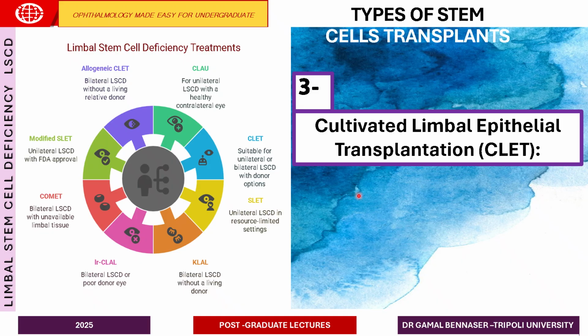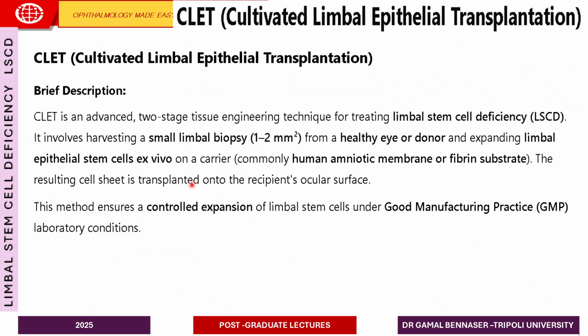And after 2 to 3 weeks, this cellular sheet is transplanted to the recipient eye. So it is a two-stage procedure, and it needs special laboratory facilities to do this type of stem cell transplantation. So the CLET, as I said, is a cultivated limbal epithelial cell transplantation, a two-staged procedure that utilizes tissue engineering technology and donor limbal stem cells, harvested from 1 to 2 millimeters of the healthy limbus, either from the contralateral eye.